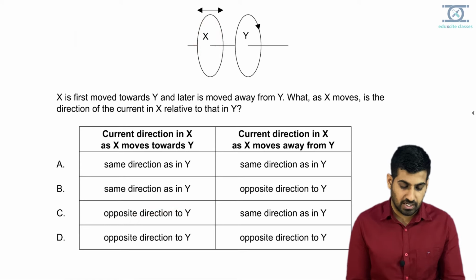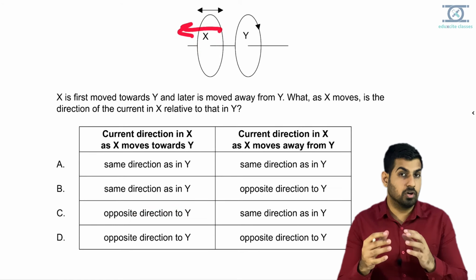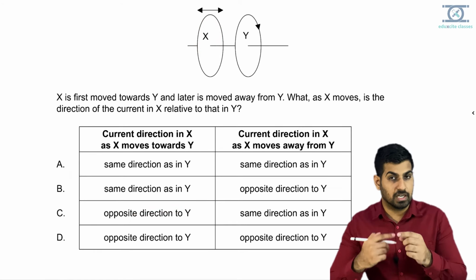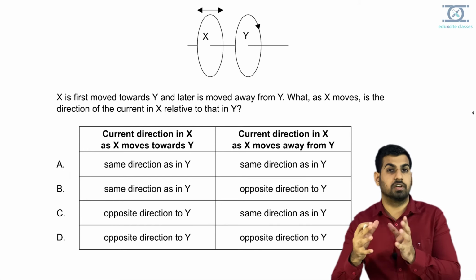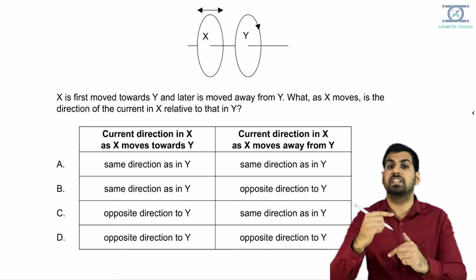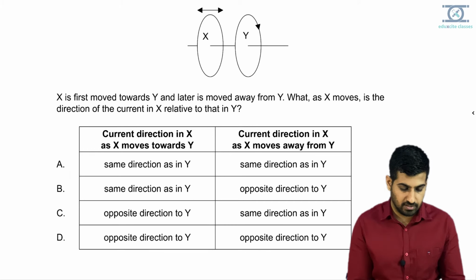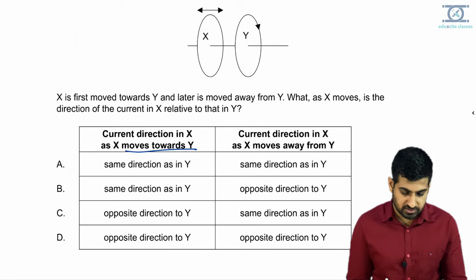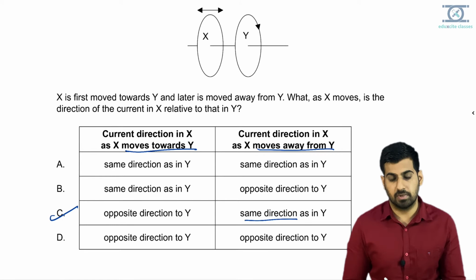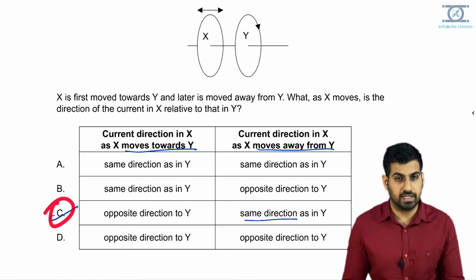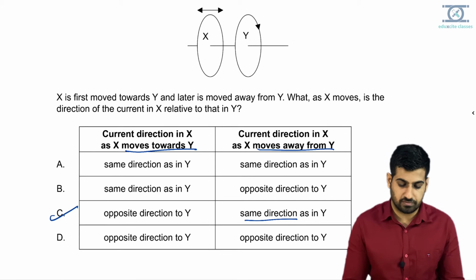And when it moves away from y, the current will flow in such a direction that it won't let it move away, so it will attract, so it will be in the same direction as that of y. So when it moves towards y, it will oppose it, and when it moves away from y, it will be in the same direction. So option C is the right answer for this question. This is from Lenz's law.